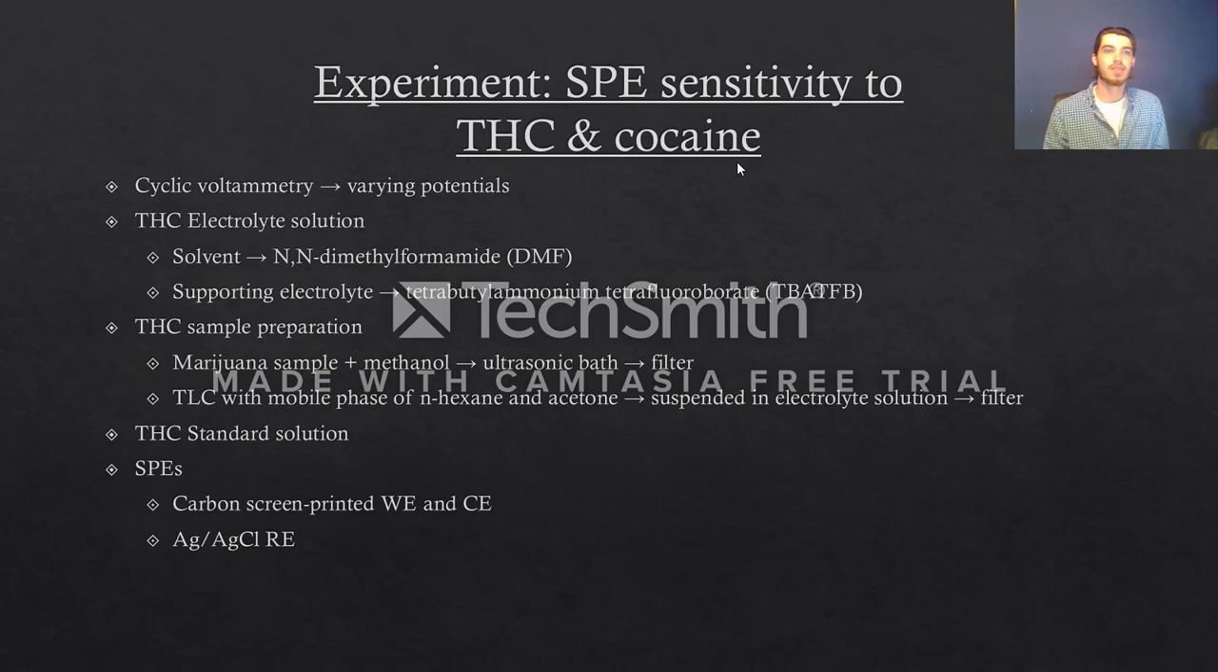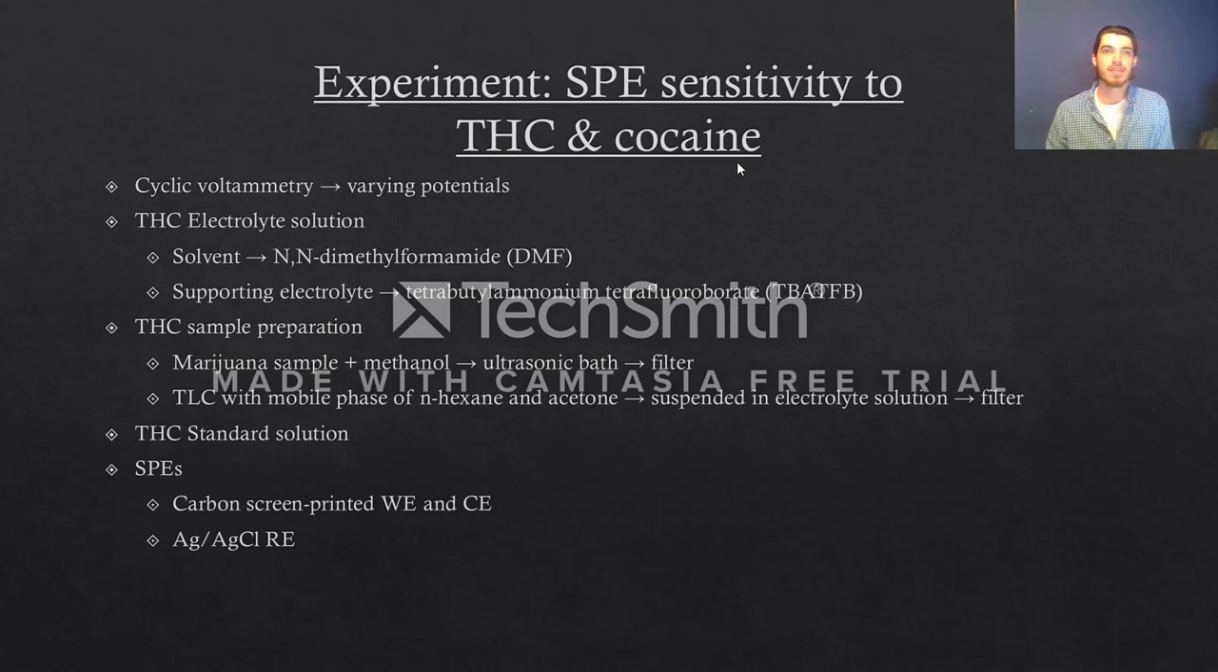Next, a sample of marijuana was added to a flask containing methanol and placed in an ultrasonic bath for about 20 minutes, and then was filtered in order to extract the cannabinoids from the plant material. The solution was then pre-purified in order to separate the delta-9 THC from the other cannabinoids by using thin layer chromatography. This was done by adding the solution to a silica plate with a UV indicator and using a mobile phase of n-hexane and acetone.